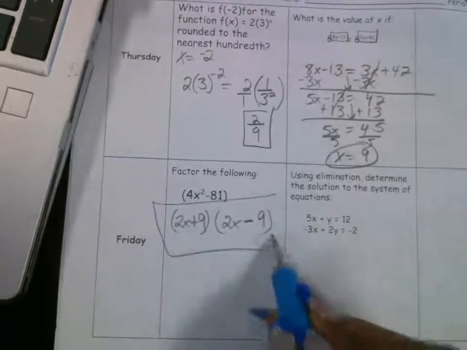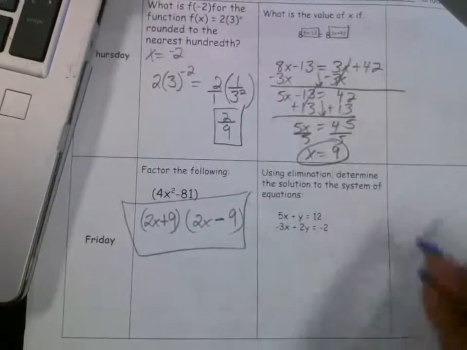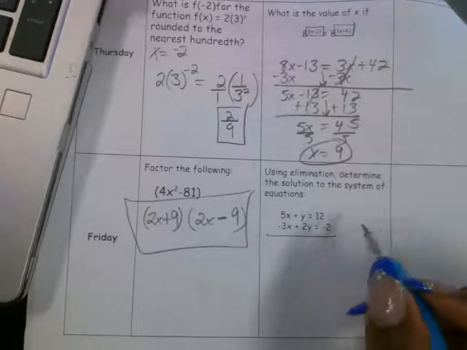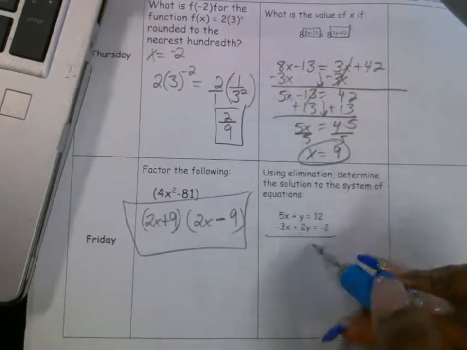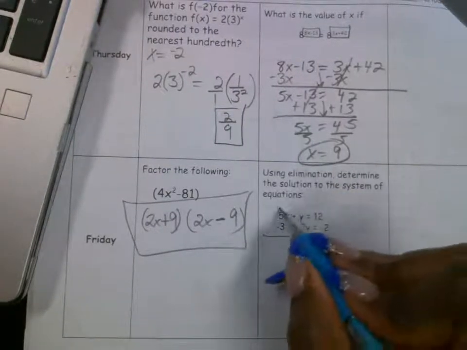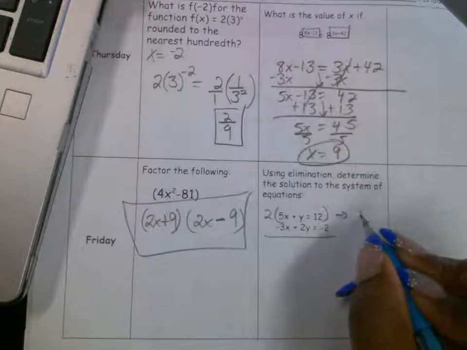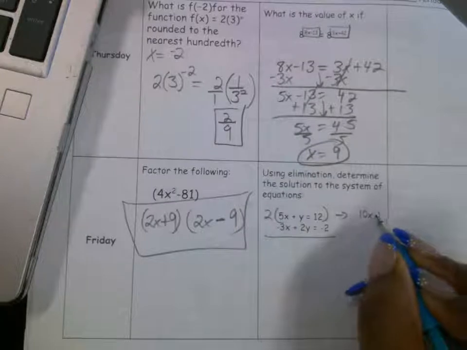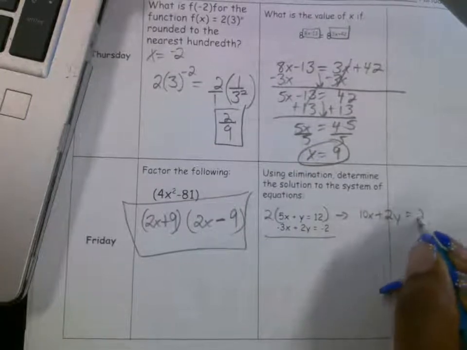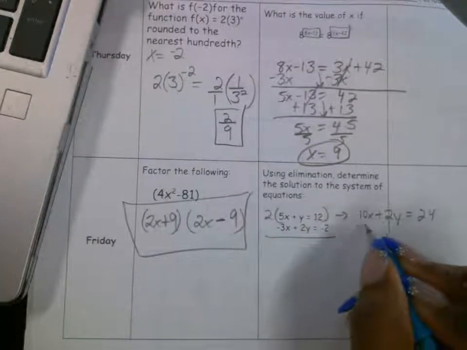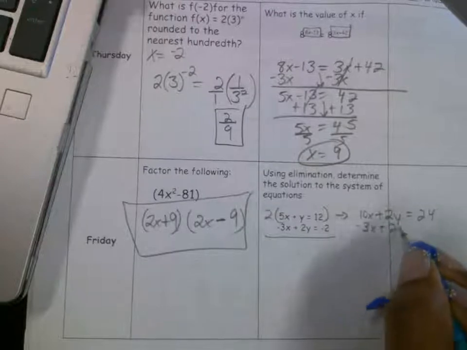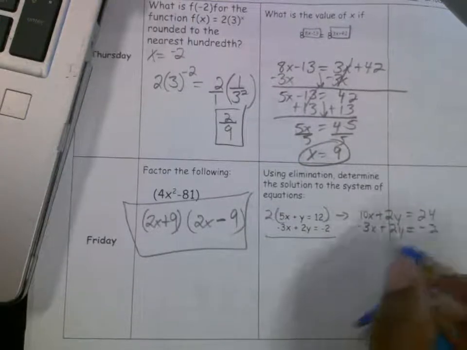Okay? Elimination method. All right, so we got to eliminate one of these. So I'm going to eliminate the y's. Multiply this by 2. So this gives me 10x plus 2y is equal to 24. And bring this over. Negative 3x plus 2y is equal to a negative 2.